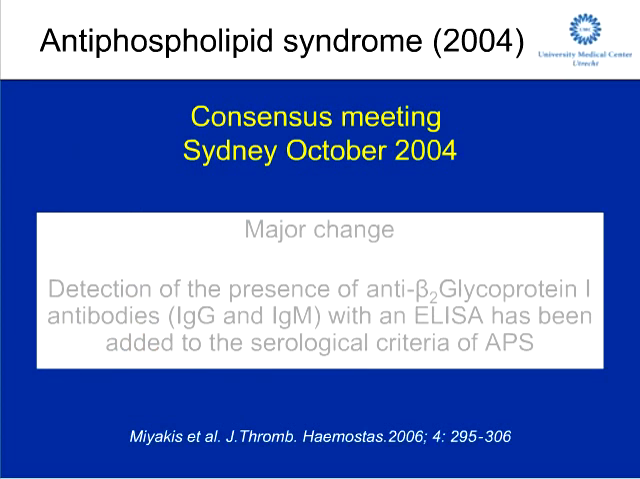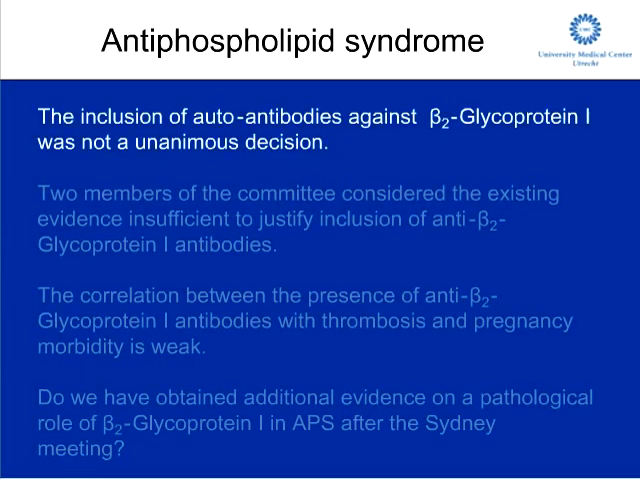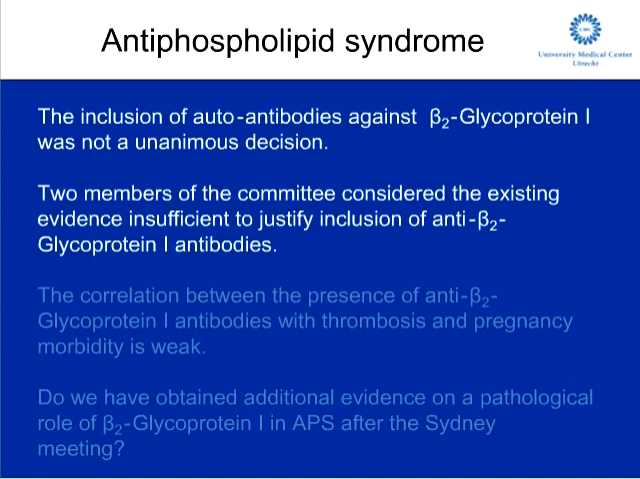Based on these observations, in 2004 we updated the definition of the antiphospholipid syndrome, and one of the major changes was that the detection of anti-beta-2-glycoprotein 1 antibodies with an ELISA was added to the serological criteria of the antiphospholipid syndrome, and this was published in 2006. But the inclusion of the autoantibodies against beta-2-glycoprotein 1 was not a unanimous decision. Two members of the committee considered the existing evidence insufficient to justify the inclusion of anti-beta-2-glycoprotein 1 antibodies.